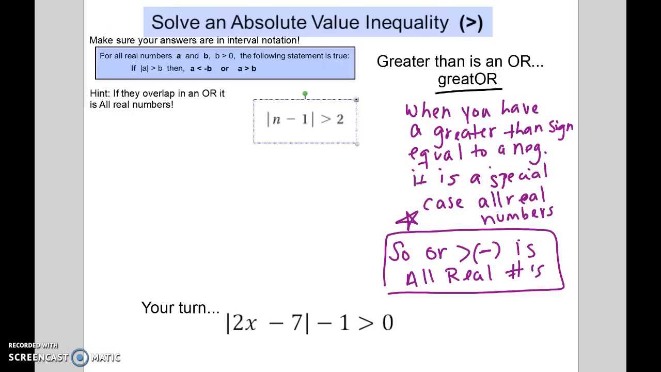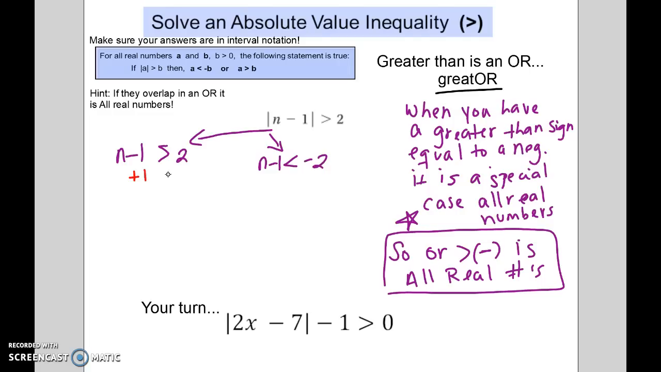And the way that I solve it, if it's not a special case, is get the absolute value alone. Once the absolute value is alone, make my two equations. So I'm going to have one that is exactly the same. And then I'm going to have one that is n minus 1 is less than, so you flip the sign and make the number negative. Then I solve.